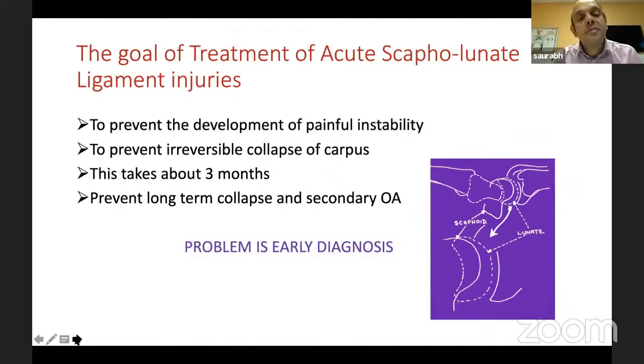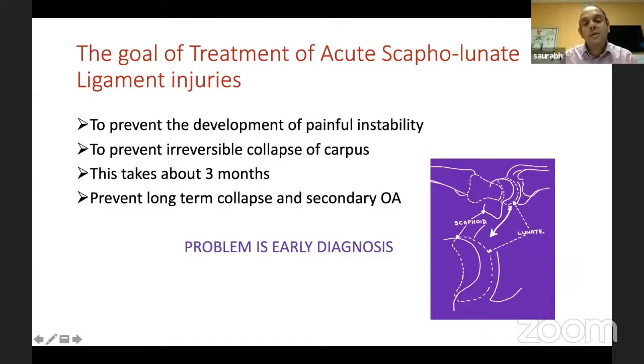So what are the goals of treatment? Of course, you don't want to have a painful instability, because that will lead mainly to arthritis in the future. And then, of course, it takes around 3 months for your carpus, for your midcarpus, to start collapsing. And that's the stage where you're looking at reconstruction rather than repair. So you want to intervene early. And of course, you don't want secondary arthritis in the future.